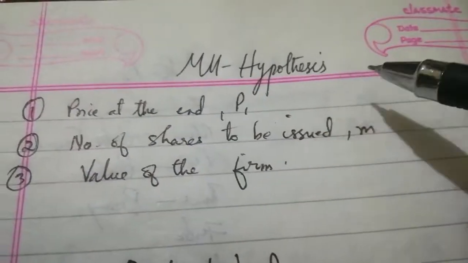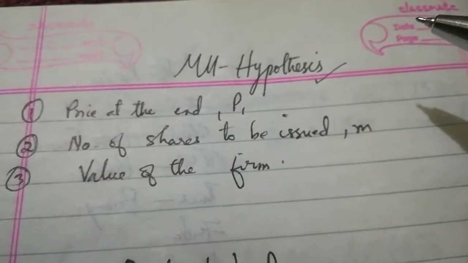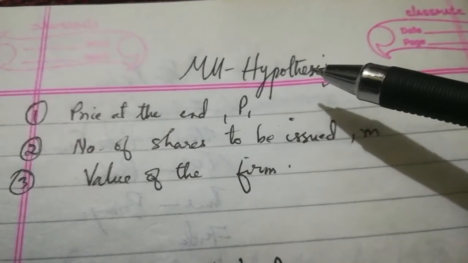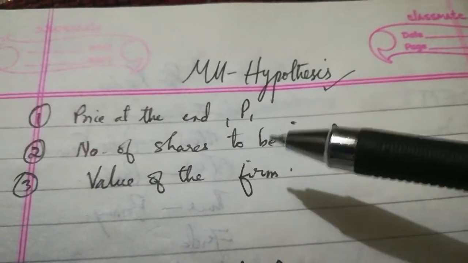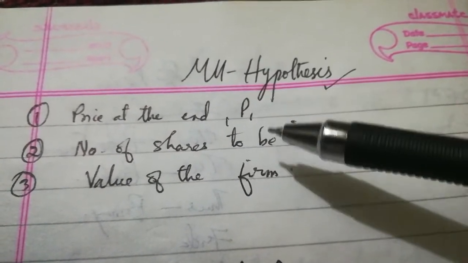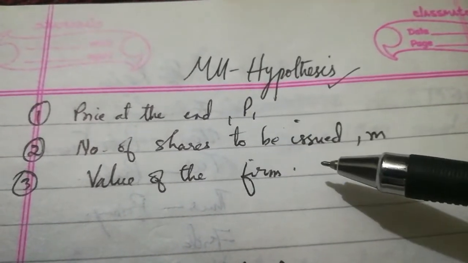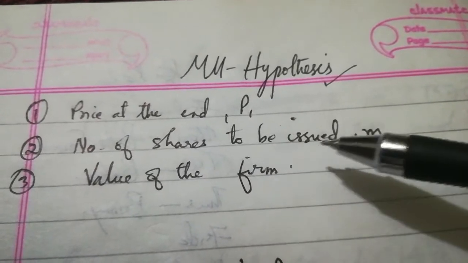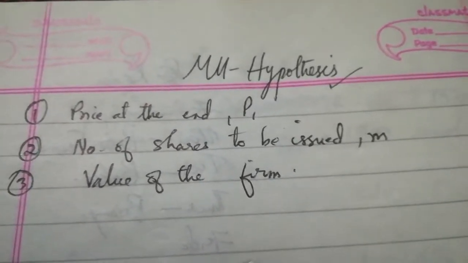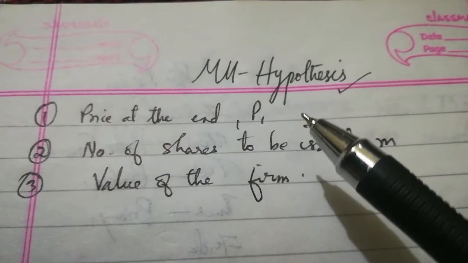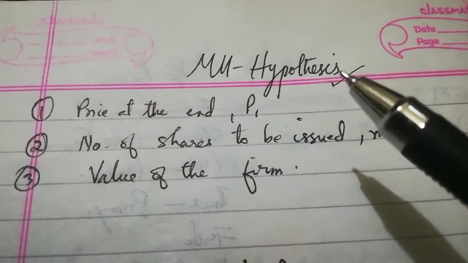Okay, dear students, so now we'll learn about hypothesis, how to do sums when hypothesis is being asked. When you get a sum relating to hypothesis, there are three steps you have to follow. The first one is, first you have to find out P1, that is price at the end. Then in the second step, you have to find out number of shares to be issued, that is M. And finally, you find out the value of the firm. These are the three steps you have to follow when hypothesis is being asked.